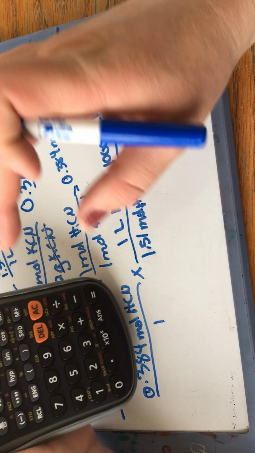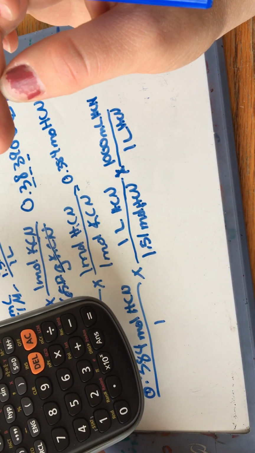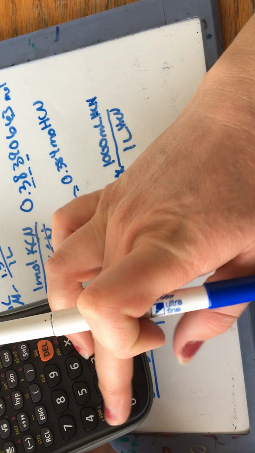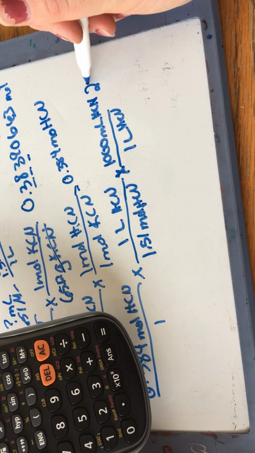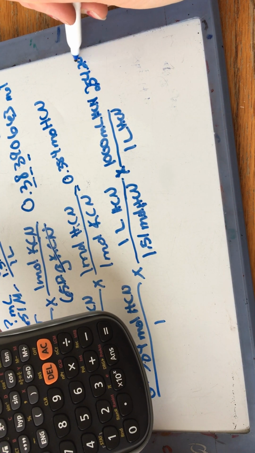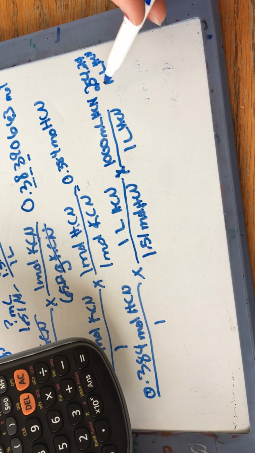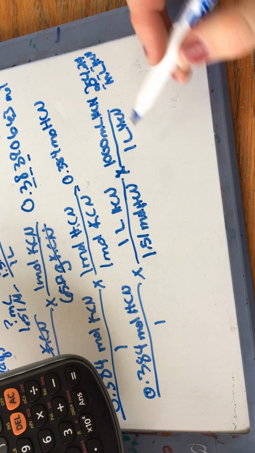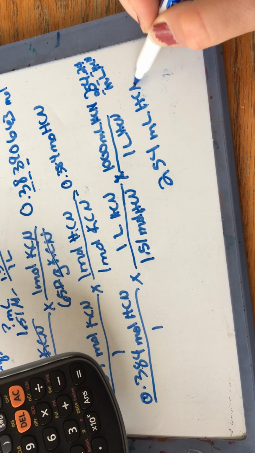Okay, so let's divide that by 1.51, and multiply it by 1,000. And I got 254.24 milliliters of hydrogen cyanide. Now we have to think about sig figs, which is 254 milliliters of hydrogen cyanide.